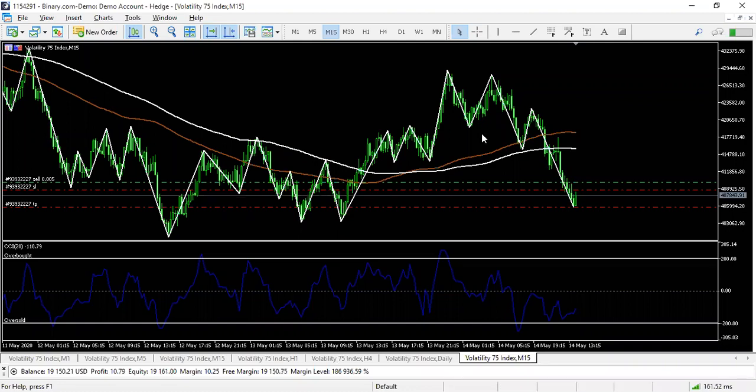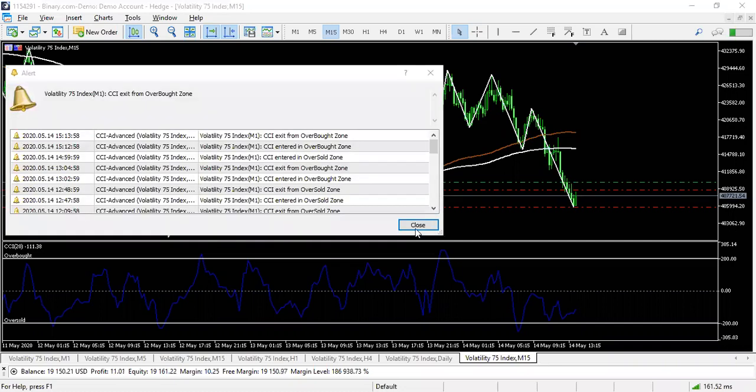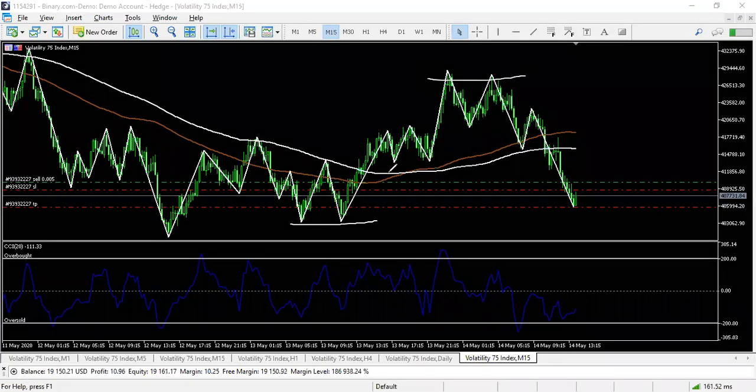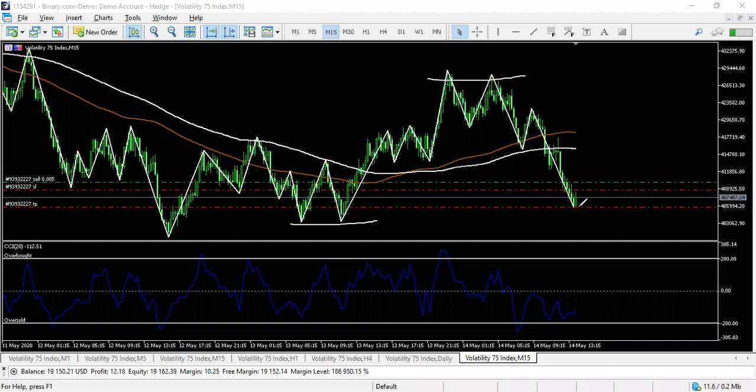Now the zigzag, the beauty of the zigzag is that it gives you the market structure. And one thing I've noticed with V75, it follows structures a lot. Like for example, we had a double bottom here, we had a double top here. You can see double tops and double bottoms are one of the structures V75 follows a lot. So this double bottom gave a very good buy. The double top gave a very good sell, and it's moving really, really pretty downwards.